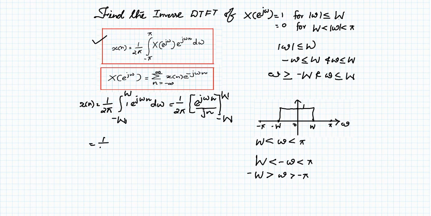Now we can apply the limit. 1 by 2 pi jn, also we can write e raised to j, in place of omega you can write w, wn minus e raised to minus j wn. So this is the equation we got.